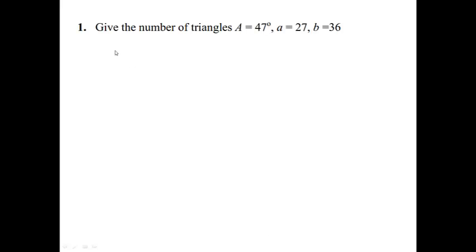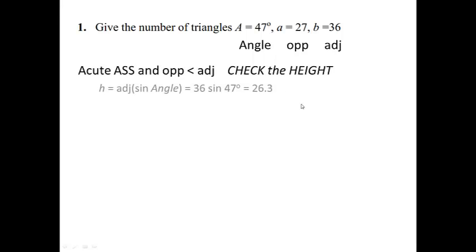Okay. All right, so number one, give the number of triangles. So we have an ASS. Now we have an ASS, and now the opposite is shorter than the adjacent, so we have to check the height. Okay, checking the height.